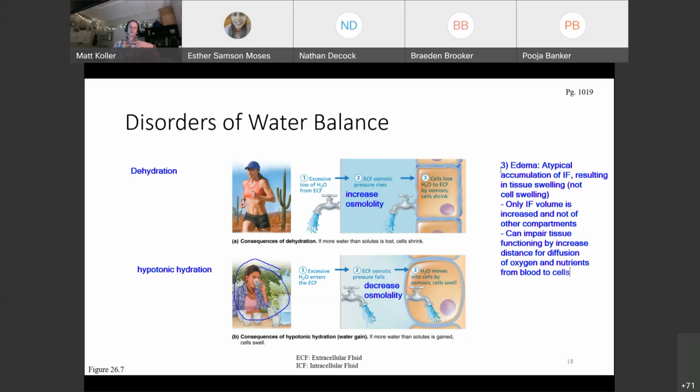So the body thinks, I know what I'll do. I will increase the blood volume. So it retains fluids to increase blood volume, and then now the heart is pumping out enough blood to meet the metabolic needs of the body. But when you increase the volume of blood, you increase the volume of interstitial fluid, and it becomes a cycle. But we're going to get more into that next week.